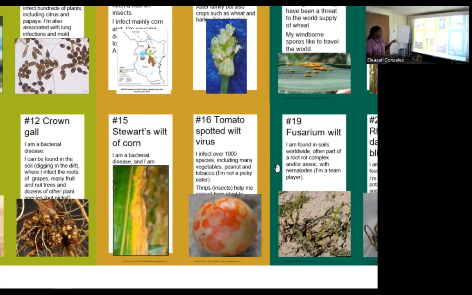Well, so number 16 is a viral disease, and there's a 19. So this one is caused by fusarium, which are a very important fungal group because they will cause wilts in tomatoes, potatoes. I mean, they have a very wide host range as well. And fusariums are a team player, so they will cause diseases in combination with other pathogens. Found in soil. So that one is a soil-borne pathogen.